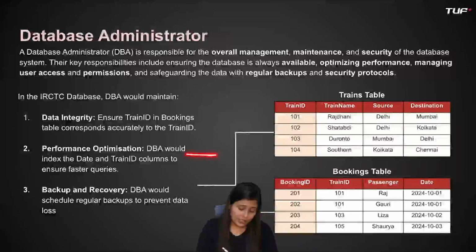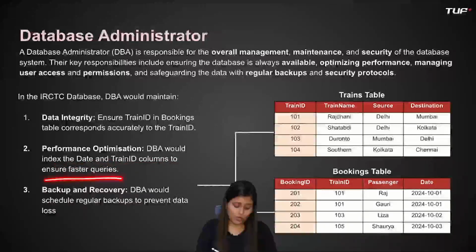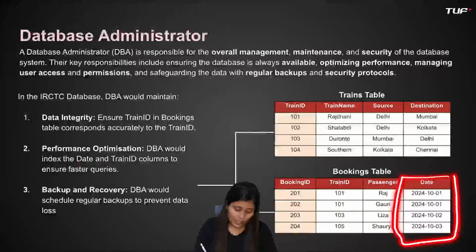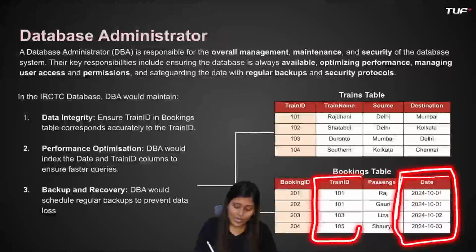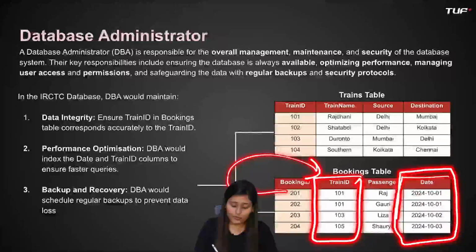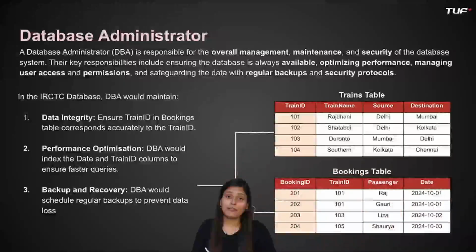Second is performance optimization. So DBA would index the date and train ID columns to ensure faster queries. See, we know that if we use indexing, then fetching the data will be faster. So in this case, we can index the date section together with the train ID section so that fetching of the data entry from the database will be faster.